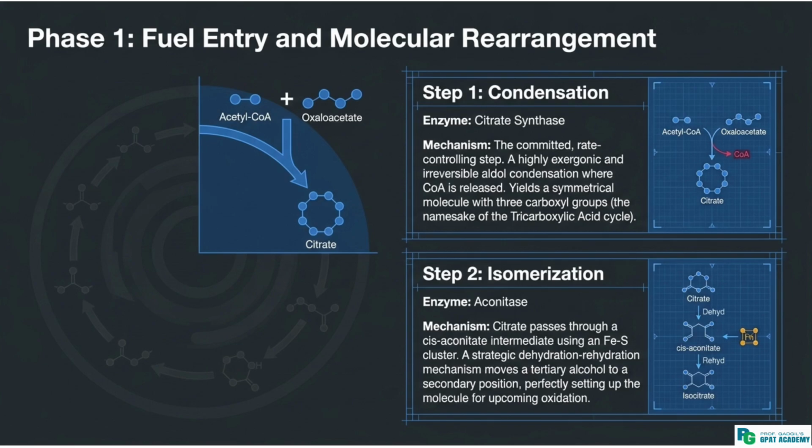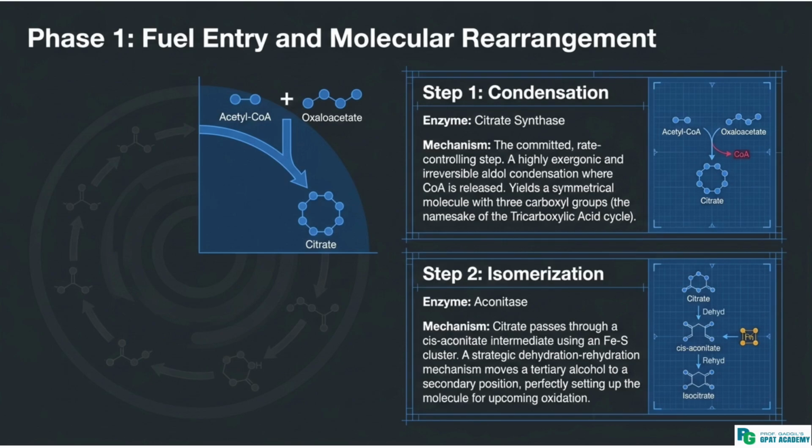Step 2 is the isomerization, that is, rearranging the molecule. The enzyme is aconitase, more formally aconitase hydratase. The reaction: citrate is isomerized to isocitrate via a dehydration-rehydration mechanism, passing through the intermediate cis-aconitate.